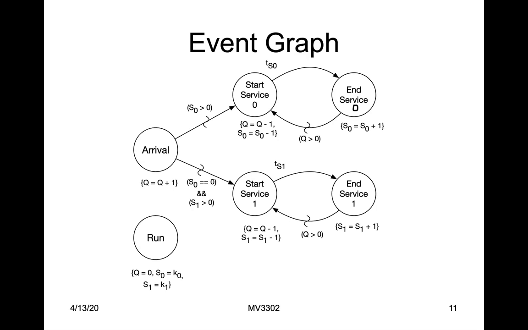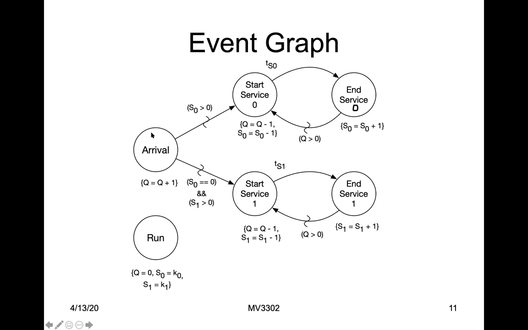But the fourth possibility is that there is both a server of type 0 and a server of type 1 available. Now, if we're not careful, an arrival might schedule a start service on both of them. And as you might imagine, that would cause problems unless you're schizophrenic or something.